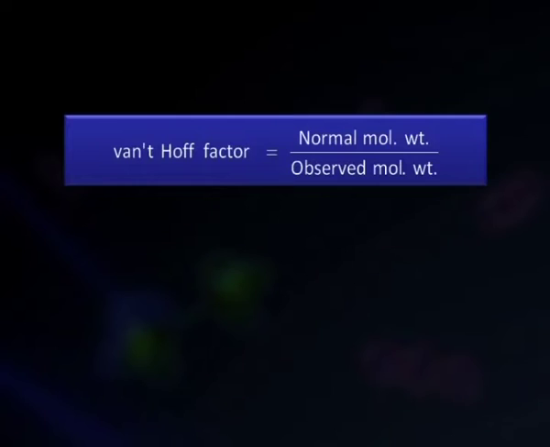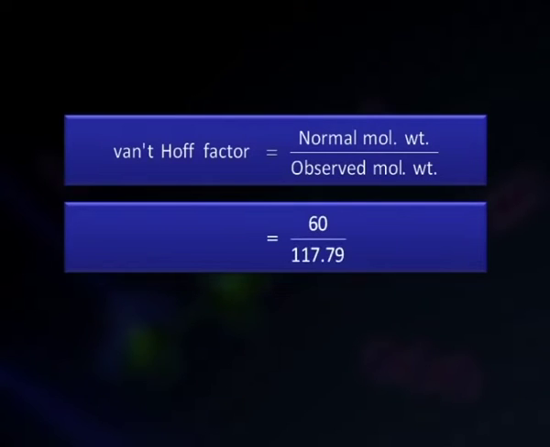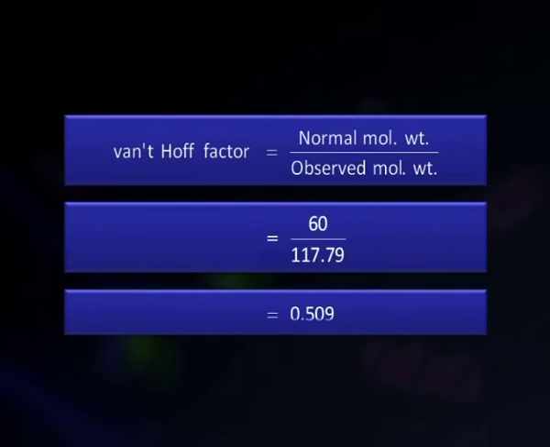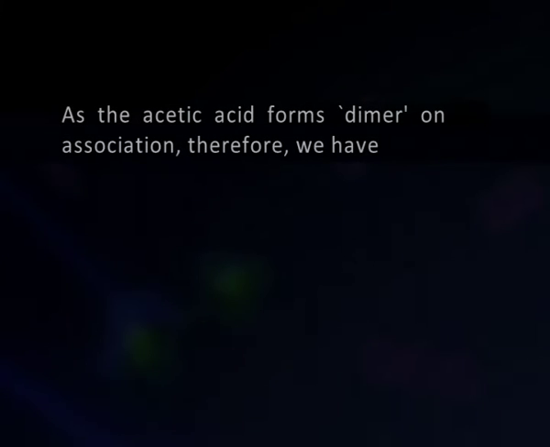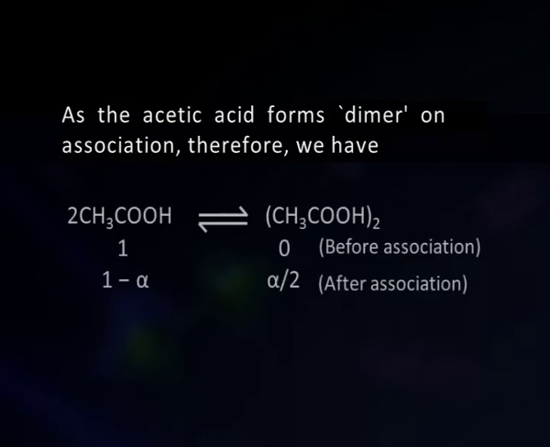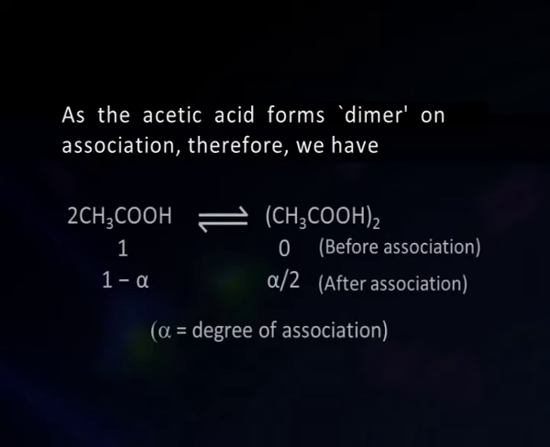Now, van't Hoff factor is equal to normal molecular mass upon experimental molecular mass. Normal molecular mass of acetic acid is 60 and experimental molecular mass we have calculated 117.79. Putting both these values, we will get i equal to 0.509. As the acetic acid forms dimer on association, we have 2 moles of acetic acid giving 1 mole of dimer of acetic acid.